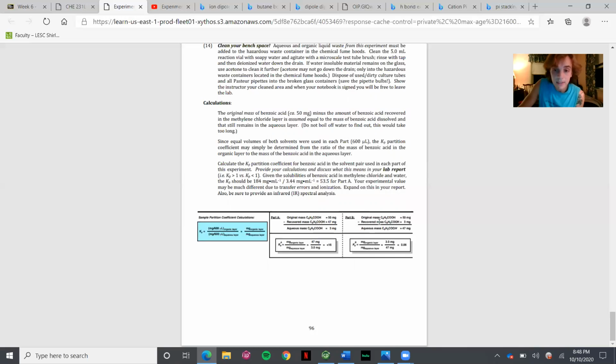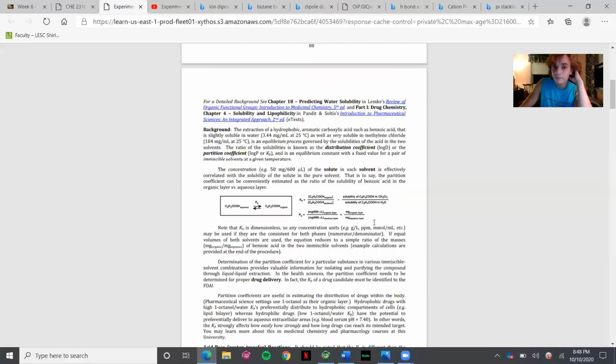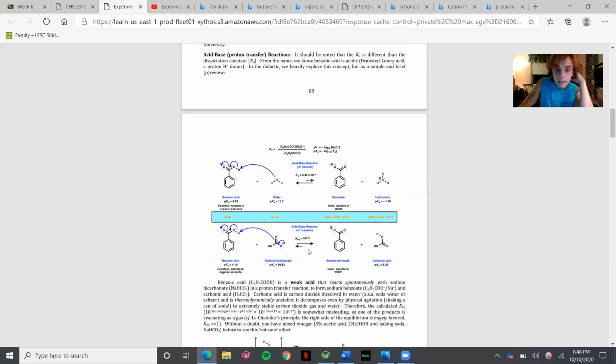I didn't explain the sodium bicarbonate, so I guess I'll do that real quick before we go through the calculations actually. So same experiment for part B. Now I'm addressing part B, and I'll do it as quickly as I can. Originally, we're incorporating benzoic acid and methylene chloride and water solution. Now we're incorporating benzoic acid into a methylene chloride water with sodium bicarbonate solution.